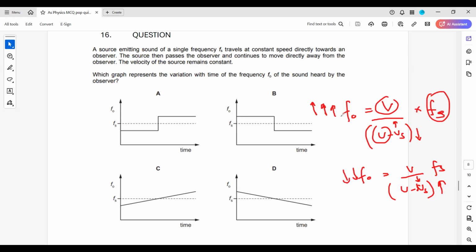So you just remember the source formula, not the observer formula, like not for observer motion. It's always the source that moves.